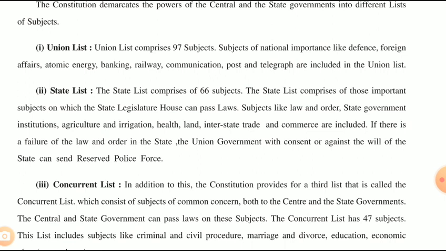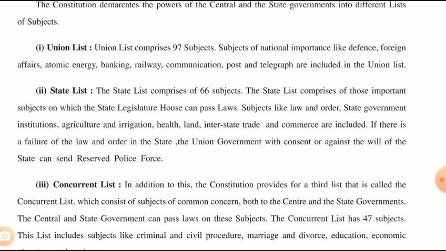Second is state list. So state list is made up of 66 subjects. That means 66 different types of activities. They are important based on state legislature house and law subjects like law and order. It also deals with different activities like agriculture and irrigation, health, land, interstate trade, commerce.